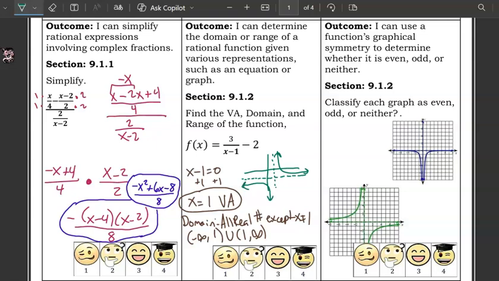In this case, there are no holes, and there's only one horizontal asymptote, so the range on this one would be all real numbers, except y can't equal negative 2. So that would be from negative infinity to negative 2, union negative 2 to infinity.